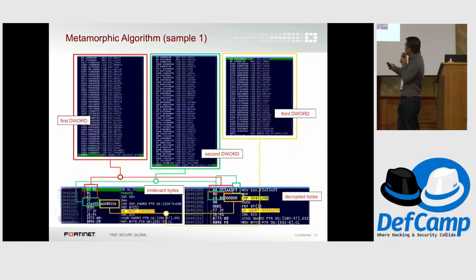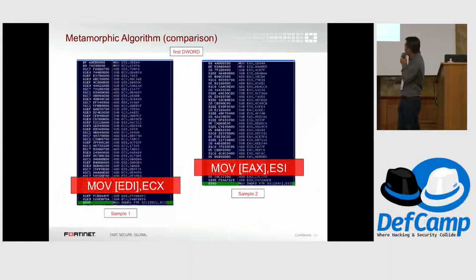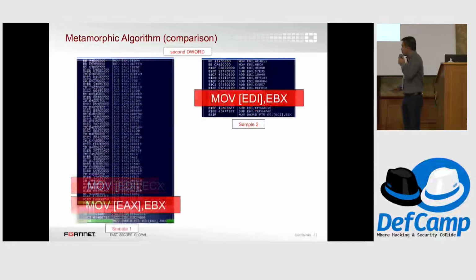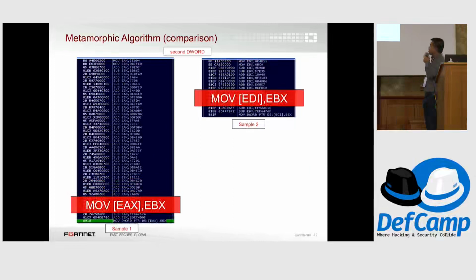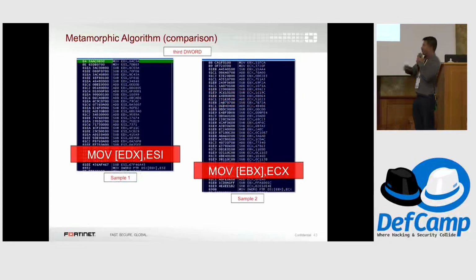The trick is, this is sample 1, and this is sample 2. If you compare them, this is the 4 bytes of sample 1, this is the 4 bytes of sample 2, this is the second byte, and this is the third byte. It looks like a very complicated one, but there is a trick on how to just get the decoded bytes.